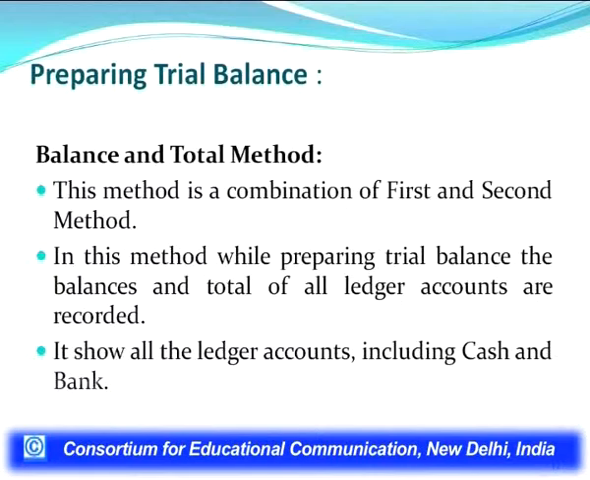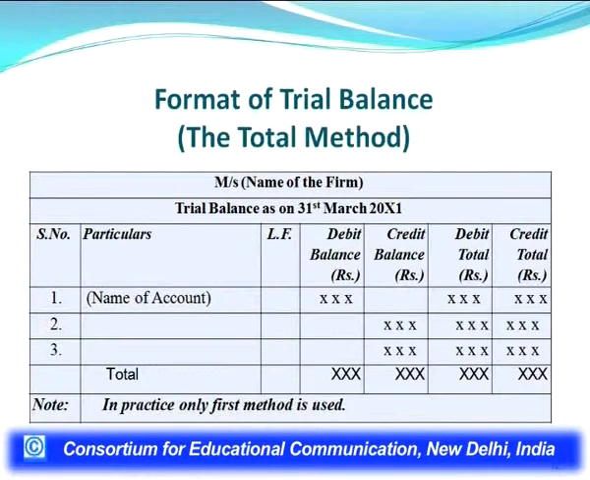So, even if an account has a nil balance, we need to show it here because the totals are to be included. So, the format will be changed. The format will have four amount columns. Here: serial number, name of account, ledger folio, then debit balance or credit balance, whatever the account shows, and then the total debit side and credit side. The total of the debit balance column must tally with the credit balance column, and the total of the debit total column should tally with the same amount of the credit total column.